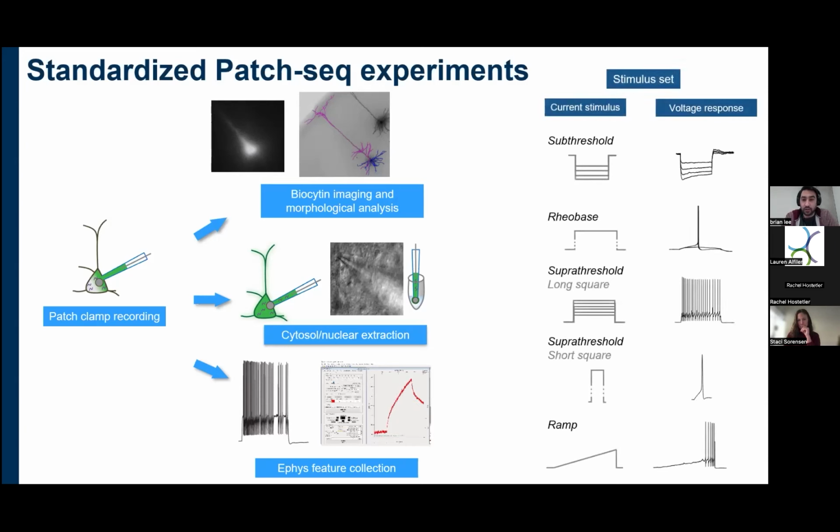And then also importantly is that we have a series of standardized stimulus sets that we can apply to the cell across various regions and species. So the goal for these stimulus sets are to assess a diverse array of electrophysiological features, but still enabling a good and equal comparison across cells. So we have 5 main stimulus sets that we do. On the left-hand column, we have a subthreshold, a rheobase, a suprathreshold in the long and short square format, and then the ramp. And then on the right is just an example of voltage traces of how cells respond phenotypically to these current stimulus sets.